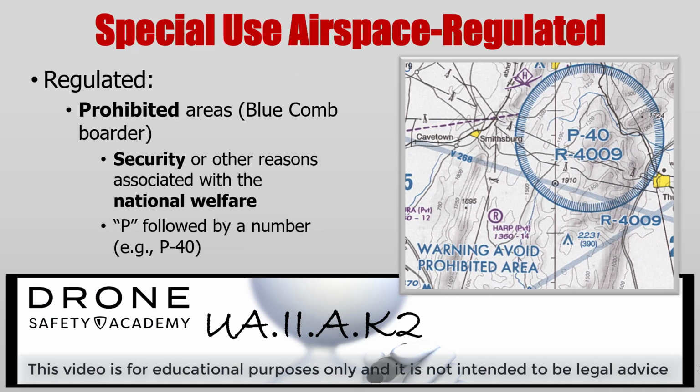The prohibited areas of special use airspace are identified by a blue cone border. These are established for security or other reasons associated with national welfare. They are further identified by a capital P and a number that follows.